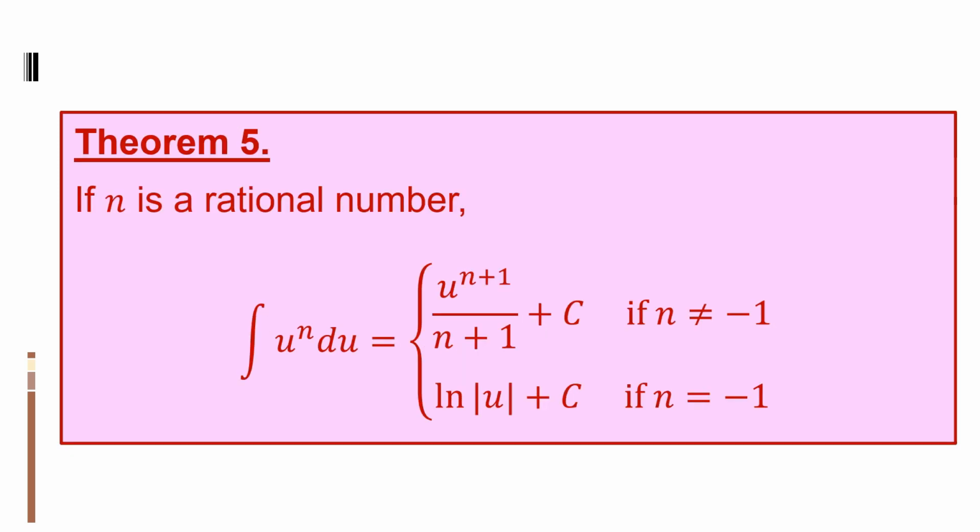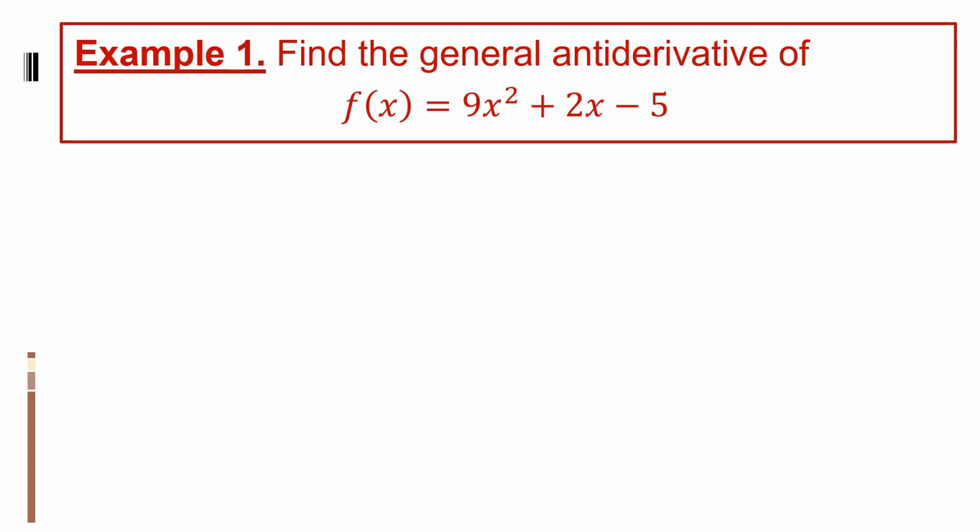And finally, if n is a rational number, then the integral of u raised to n du is equal to u raised to n plus 1 over n plus 1 plus c if n is not equal to negative 1. Otherwise, our integral is ln of the absolute value of u plus c. Now, let's have some examples.